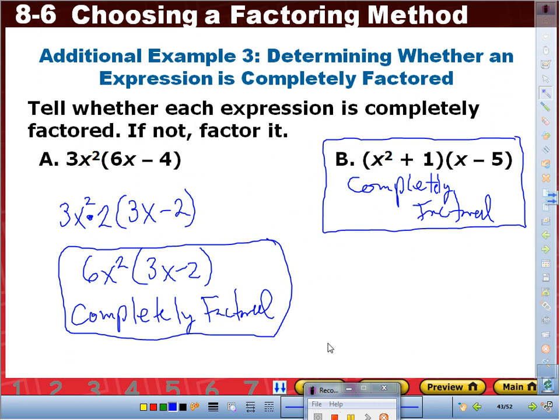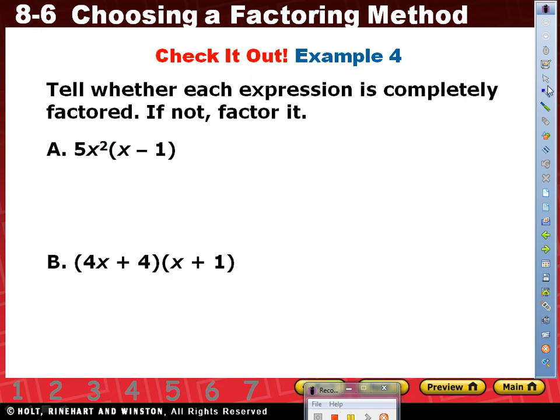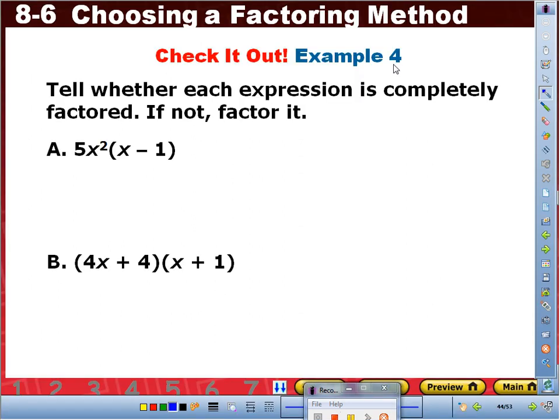Okay, go to the next one, example 4. See if you can do those two by yourself, example 4A and 4B. 4A says 5x squared times x minus 1, close parentheses, and B says 4x plus 4 times x plus 1. See if you can do those two. Go.